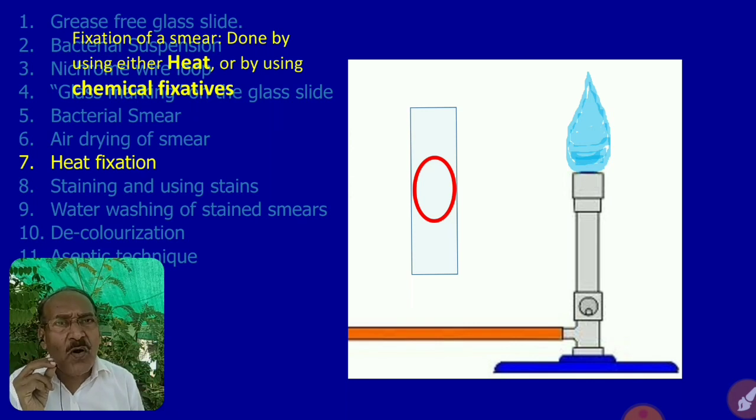There are two ways of doing fixation. One way is using heat treatment for fixing, or the other way is using chemical fixatives. There are many chemical fixatives with the help of which one can fix bacterial cells on the surface of a glass. So either procedure is used for fixation. In most of the times, we are using the heat fixation part.